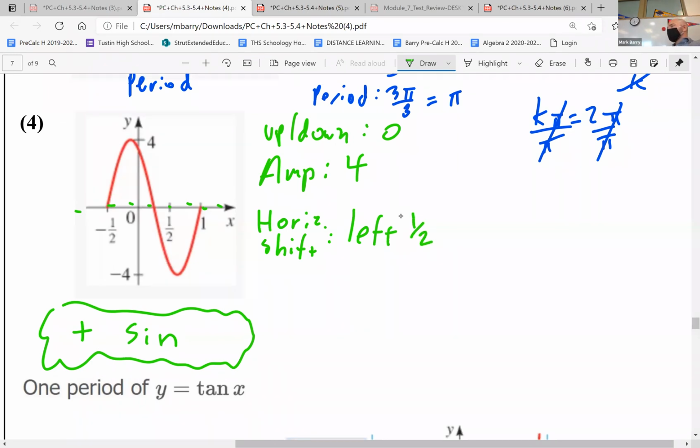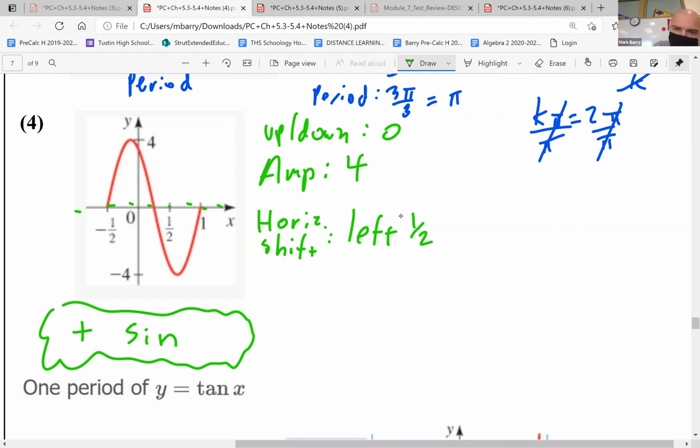Now this X scale is a little weird here because all of our other X scales have had pi involved and this one does not. That doesn't mean that it's wrong. That doesn't mean I should put the pi in myself. It does happen sometimes, and so let's talk about what it looks like when it does. Okay, so horizontal shift is left by 1/2.